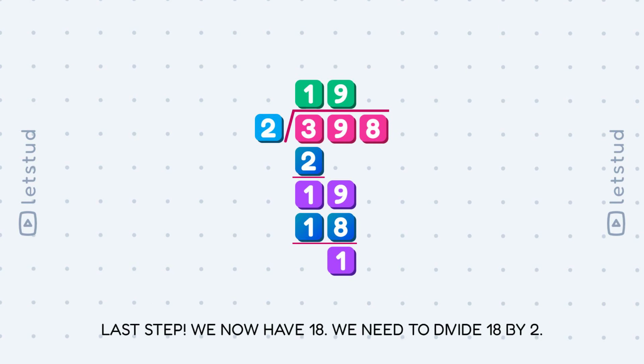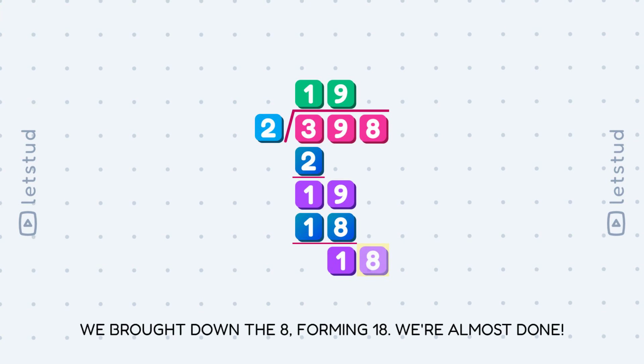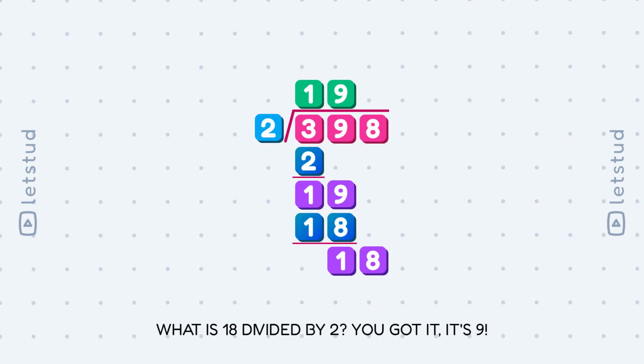Last step, we now have 18. We need to divide 18 by 2. We brought down the 8, forming 18. We're almost done. What is 18 divided by 2? You got it, it's 9.